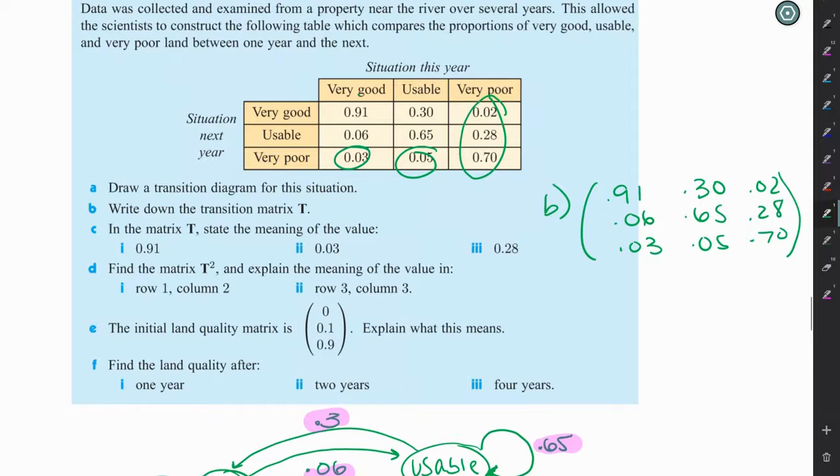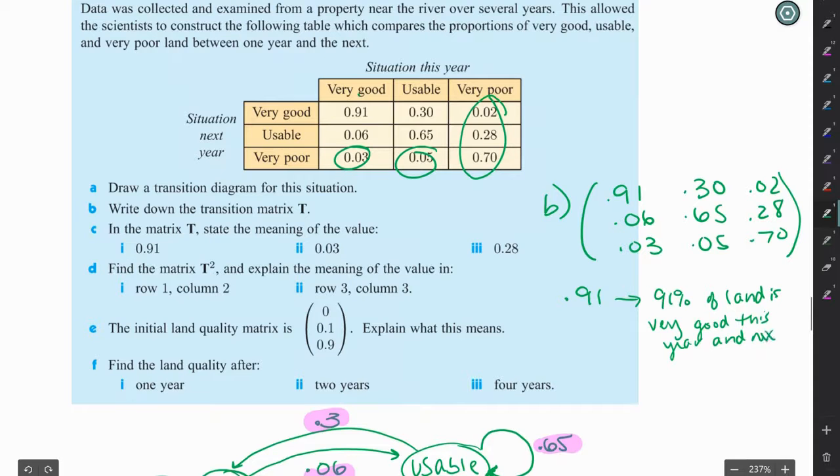In the matrix, state the meaning of each value. So the value of 0.91 means that 91% of the land is usable this year. Sorry, wrong word. 91% of the land is very good this year and will be very good next year. Or I should say the probability that the land is very good this year and will be very good next year is 91%.